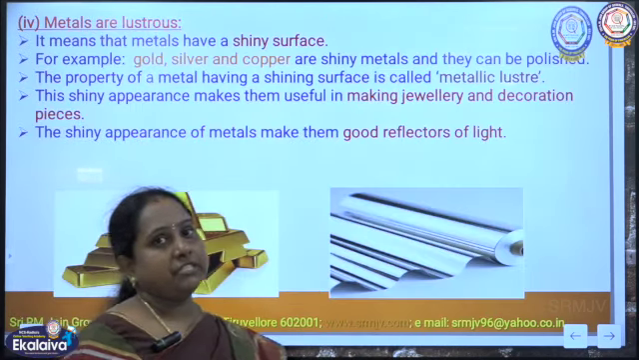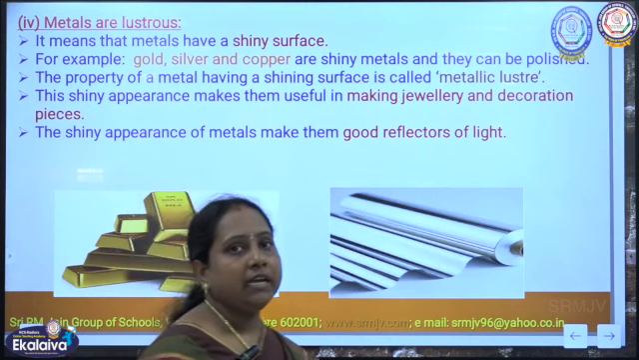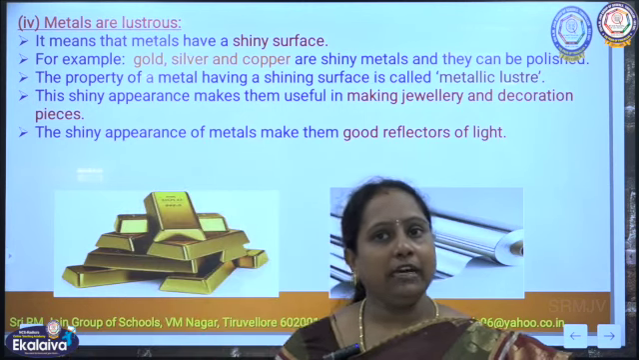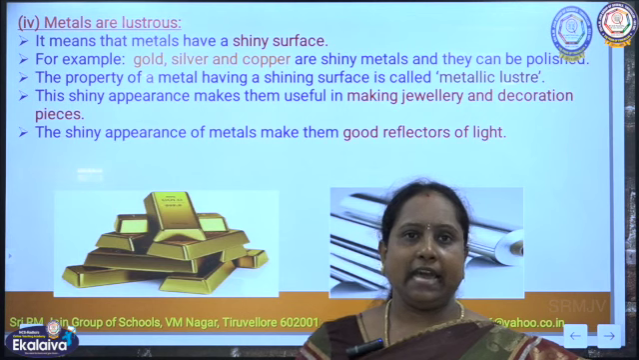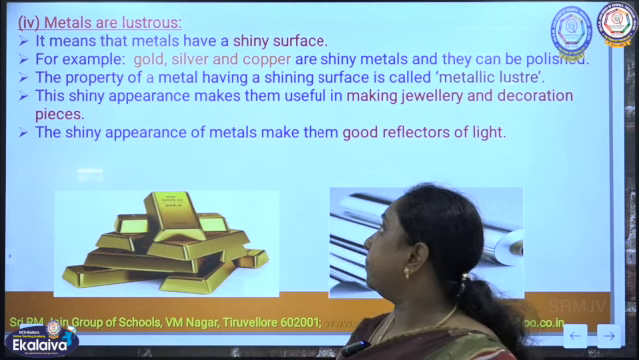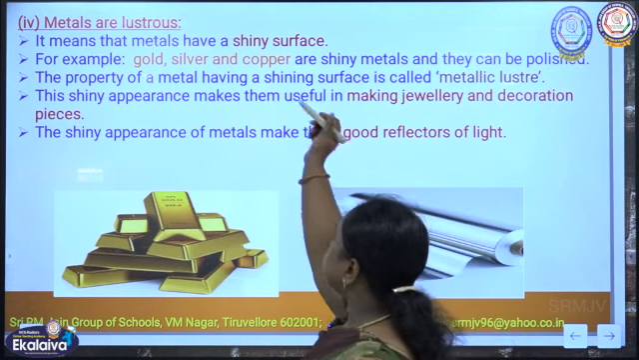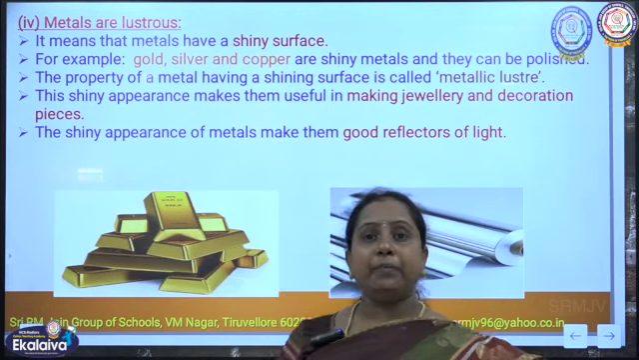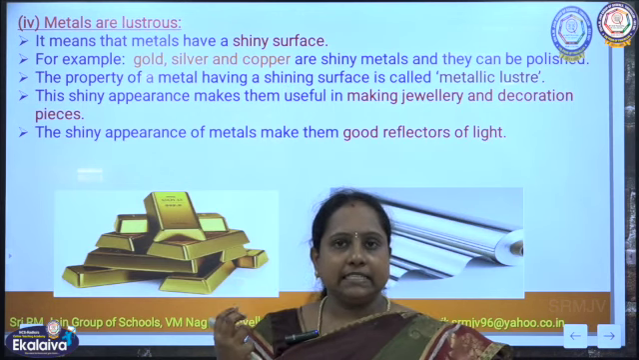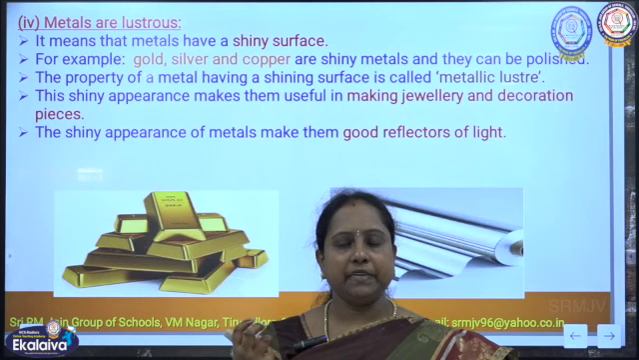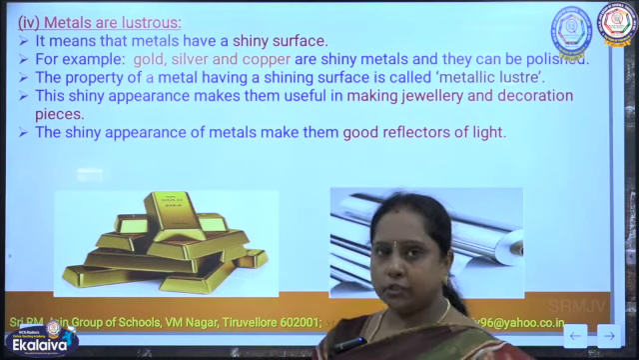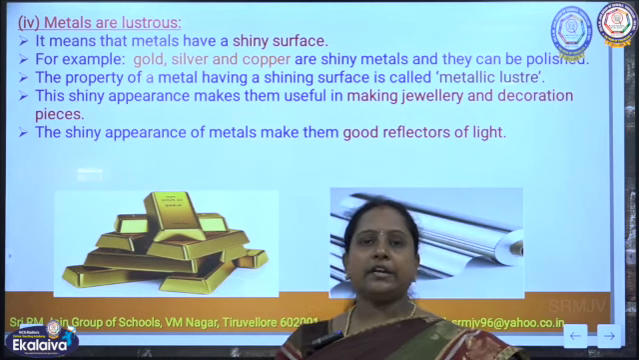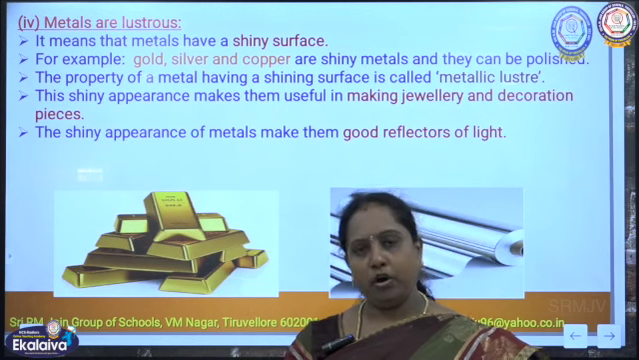Metals are lustrous. The next property is lustrous. Lustrous means what? Shiny appearance. So metals have a shiny appearance. For example, if you check gold, it is a glittering metal, isn't it? Even silver also. That is why gold and silver are used mainly for making ornaments.